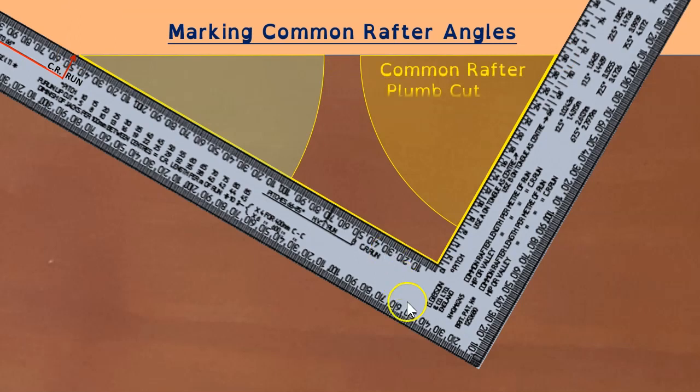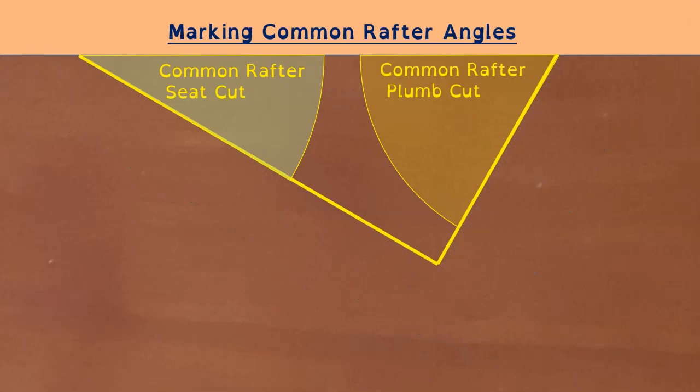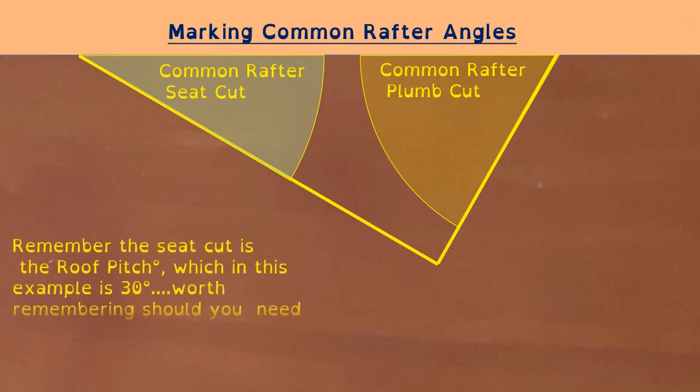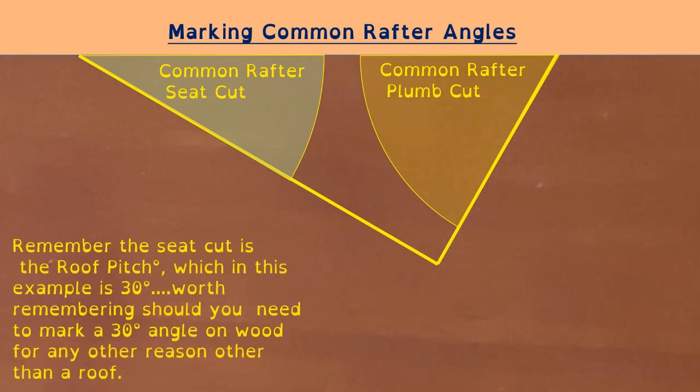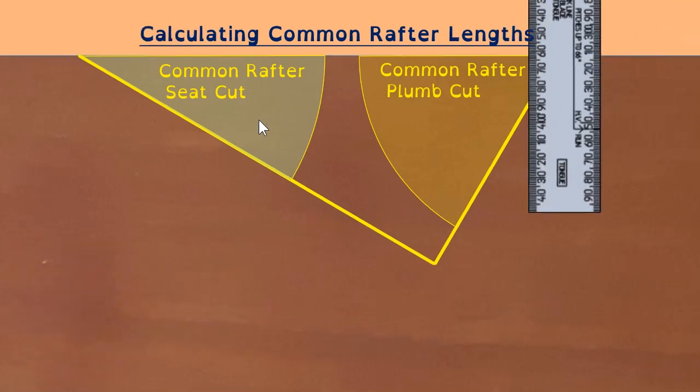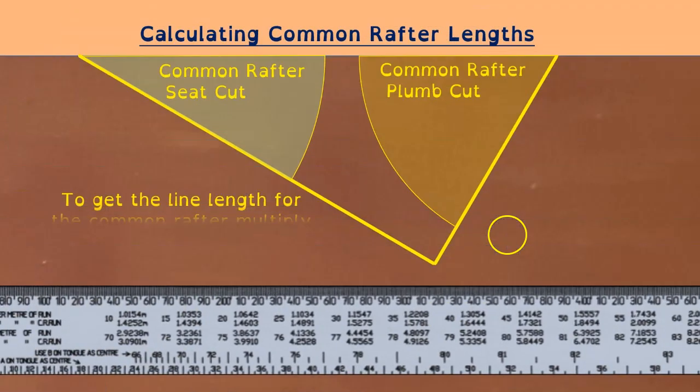Just shading in there in yellow, the common rafter plumb cut, and later on you'll be setting your bevels to these angles when you're marking the actual rafter. So there are two bevels already now for you to set to: common rafter plumb and common seat. And also making the point here that if it's just an angle you want, well, that is a 30-degree angle there if it's something other than a roof.